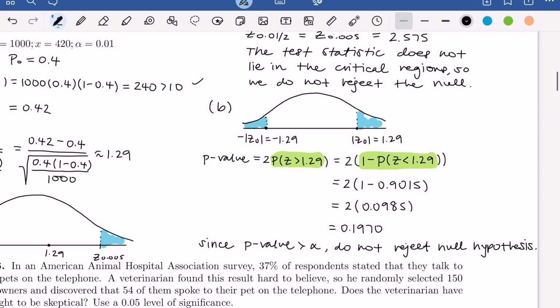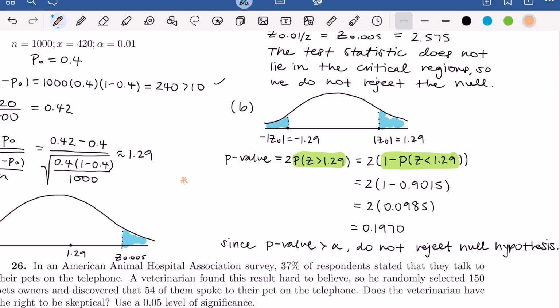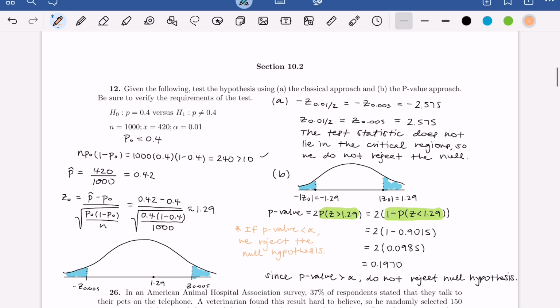All right, so if our p-value were less than alpha, we would reject the null hypothesis. All right, so that is how we would do our hypothesis testing using the classical approach and the p-value approach.